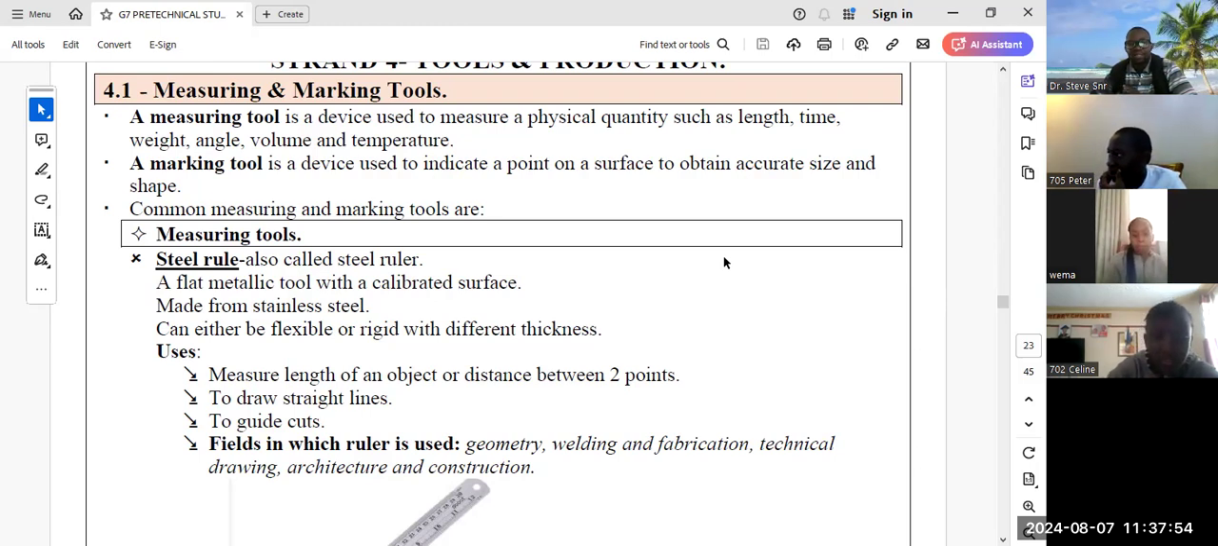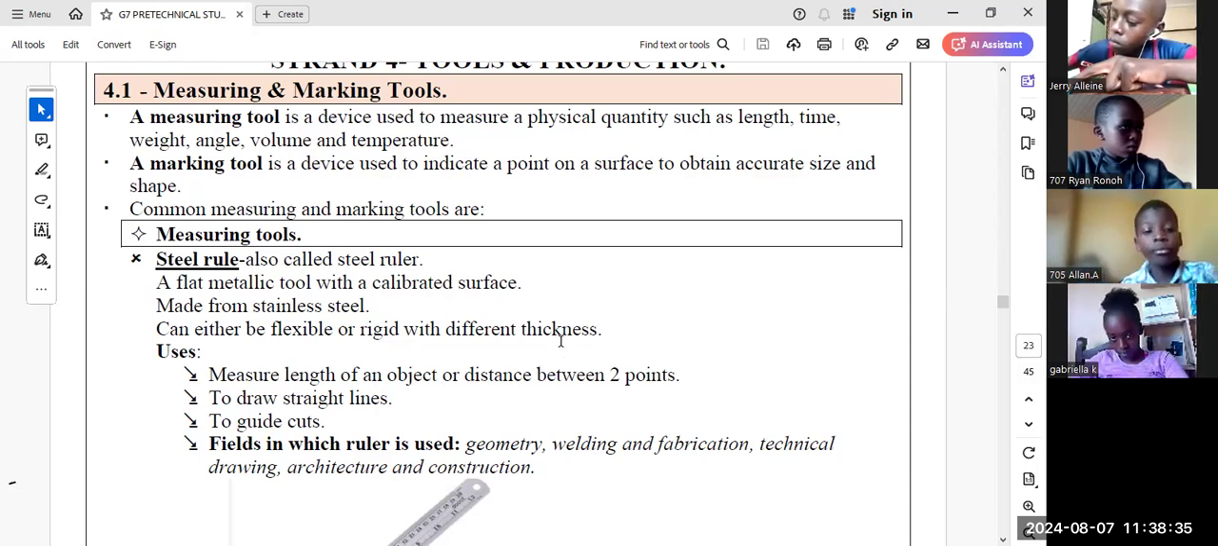Now, the fields in which the steel ruler is used: you can use it in geometry, and in welding. You all know welding workshops, right? You've seen those people doing welding. They have steel rulers for measuring the various sizes so that they can cut pieces of metal into required shapes and sizes. We can also use steel rulers in fabrication, technical drawing, architecture, and construction.